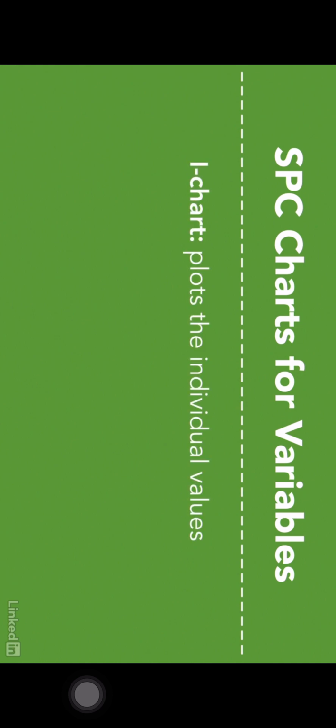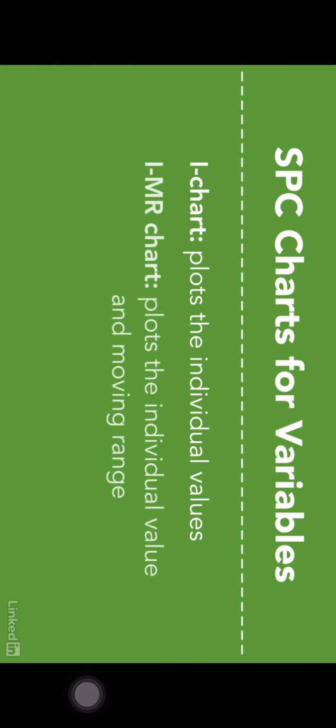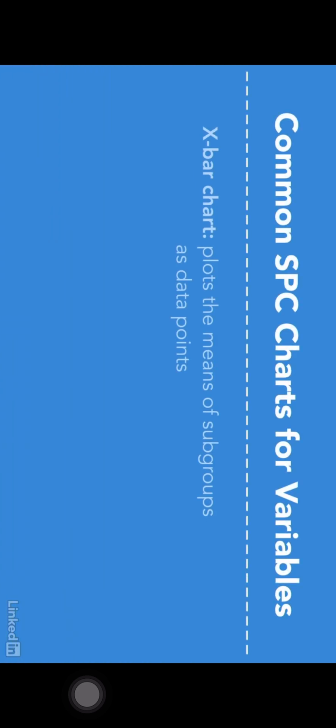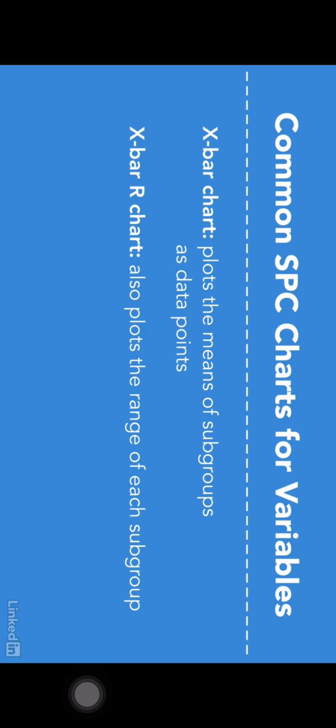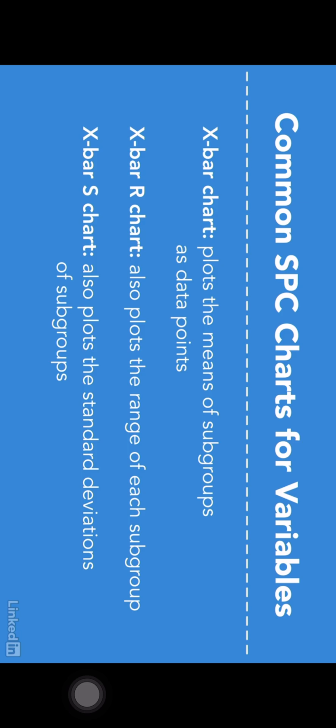Here are the most common SPC charts for variables. Individual or I charts plot individual values, for example, processing time of invoices. There's also the individual moving range or IMR chart, where along with individual values, the moving range of processing times are also charted. Next are X-bar charts, which plot the means of subgroups as data points. In addition to the X-bar chart, the range of each subgroup or X-bar R chart is plotted. And there is the X-bar S chart, which instead of ranges, standard deviations of the subgroups are plotted.